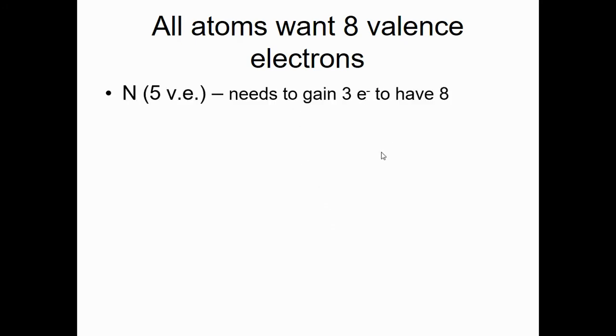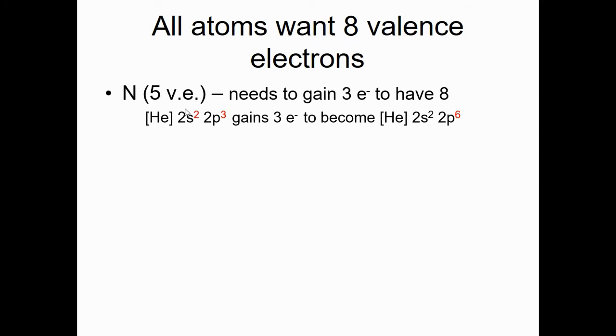Okay, all atoms want 8 electrons. So nitrogen needs to gain 3 electrons in order to have 8. Its configuration before, when it's just nitrogen, looks like this: helium, 2s2, 2p3. If it gains 3 electrons, it now looks like this: helium, 2s2, 2p6, because it gained 3 electrons. Where did those 3 electrons come from? It could have come from aluminum, let's say. But what does that look like, though?